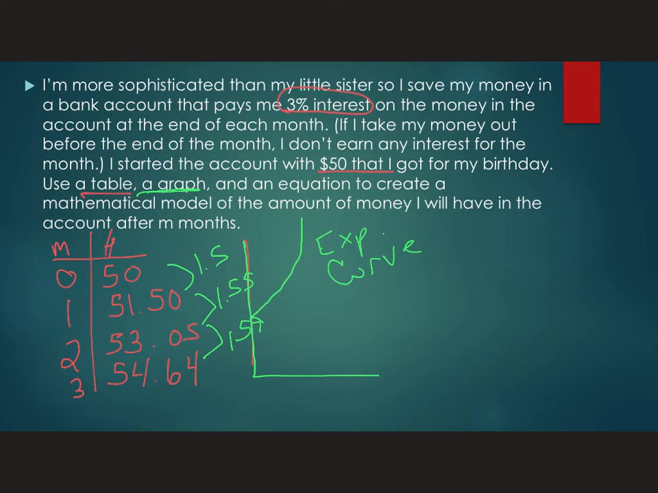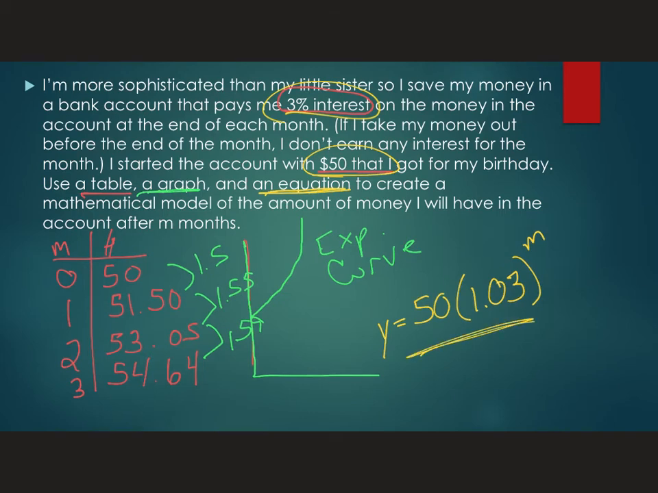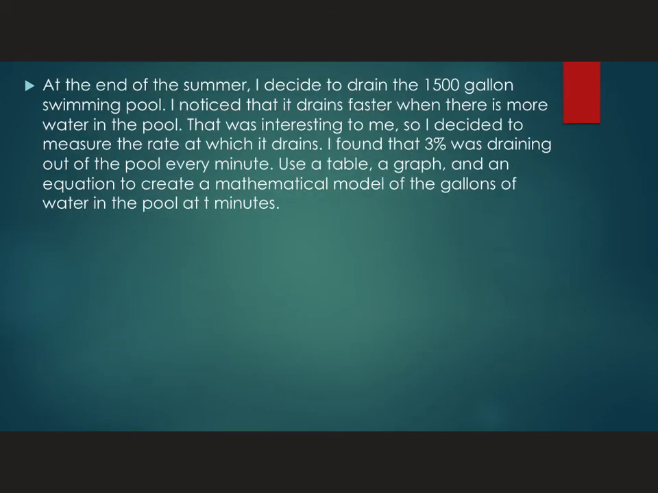So now let's talk about how we write the equation for this. We still need that starting value, and we still need our interest rate. So this is going to be our money, which I'll say is Y, is $50 times 1.03. That's my 1 plus 3%. To the m power. So each time, how many times do I multiply times 1.03? This is my exponential function.